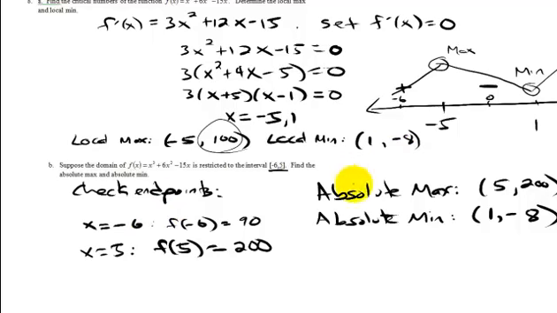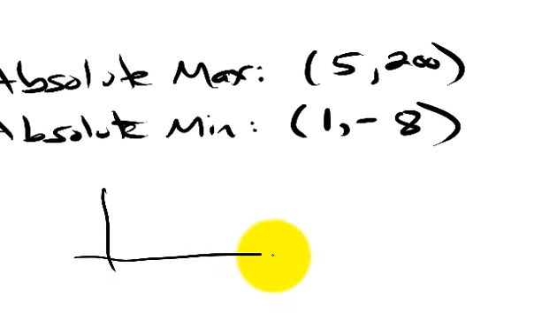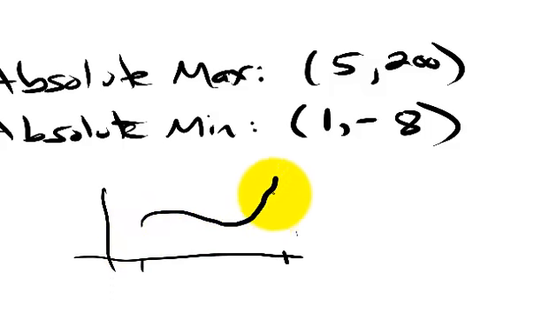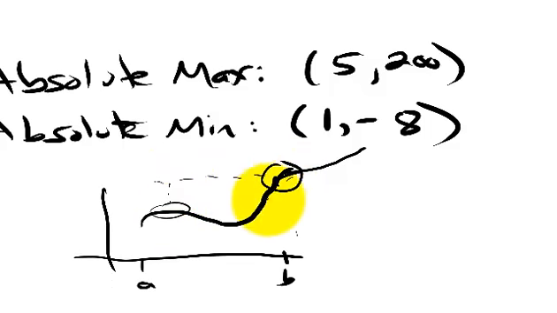And just one more time, you can be an absolute max without being a local max. The example that you probably got in class would be something like this. So here's like B and A. So here's a local max. And this would not be a local max, but on the interval from A to B, that would be a higher y value than this one. So it's an absolute max, even though it's not a local max, but this is a local max.